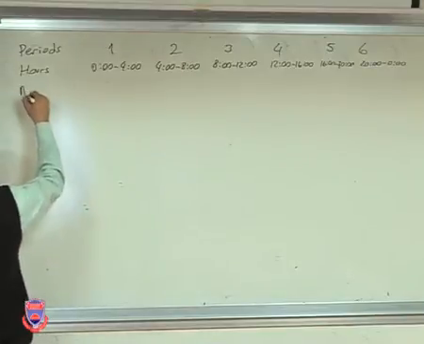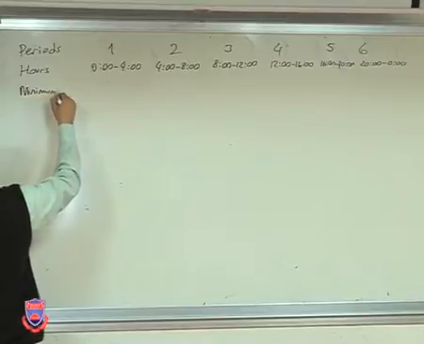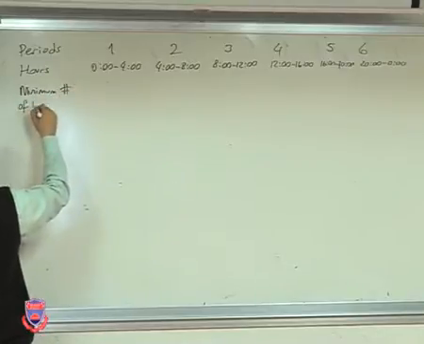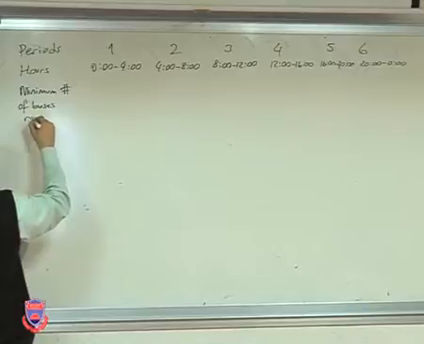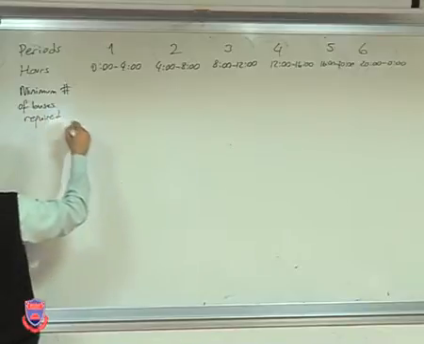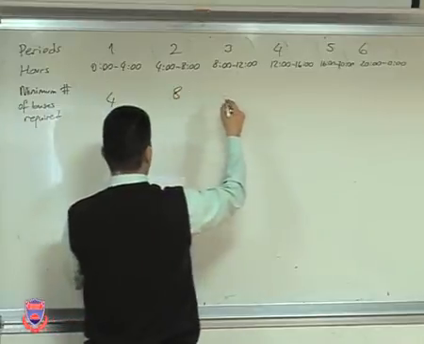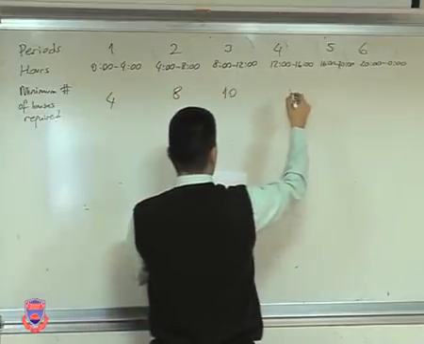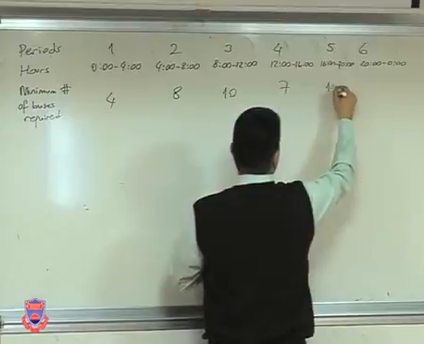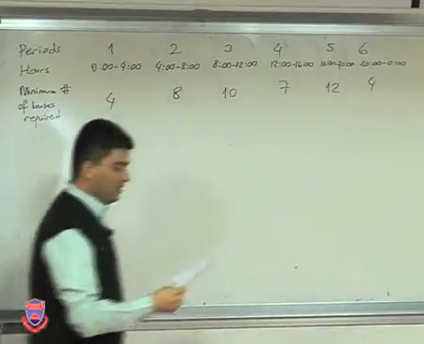So the minimum number of buses required in period 1 is 4. In period 2, it's 8. In period 3, it's 10. In 4, it's 7. In 5, it's 12. And in 6, it's equal to 4.